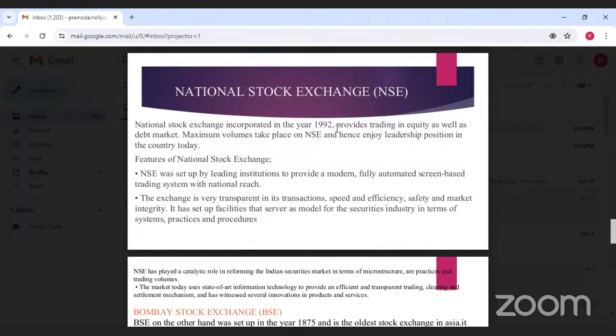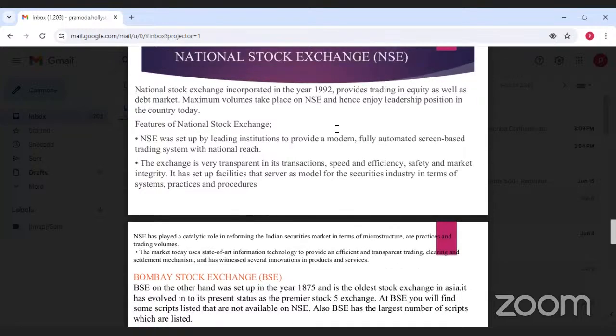That means the list of companies that are trading, what securities are trading, what is the price, opening price, closing price, all this will be displayed on a fully automated screen. So you can easily, by looking at that screen, know which companies are participating, how many securities are going to be purchased and sold. All those updates you will get on a fully automated screen-based trading system. This is the first stock exchange where this automated screen-based trading system was introduced.